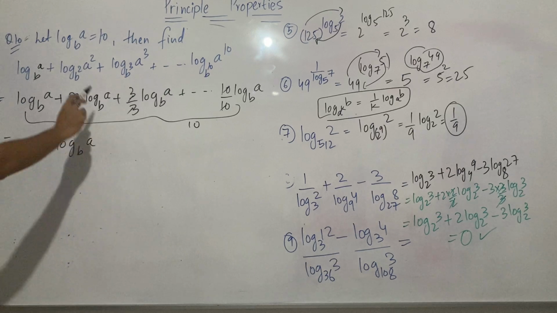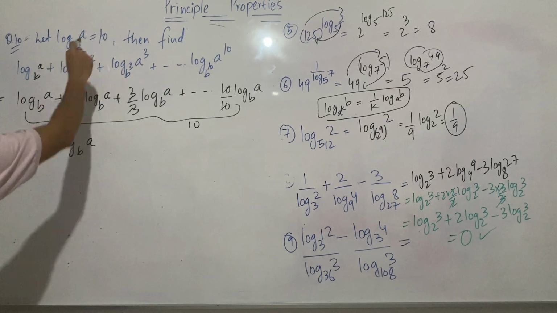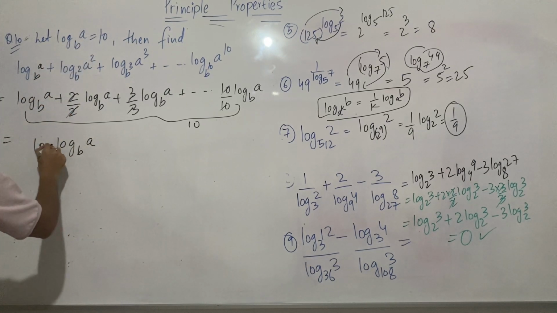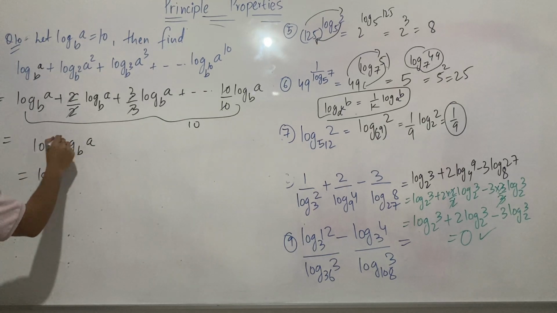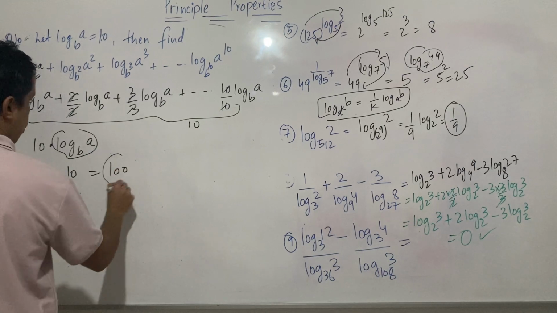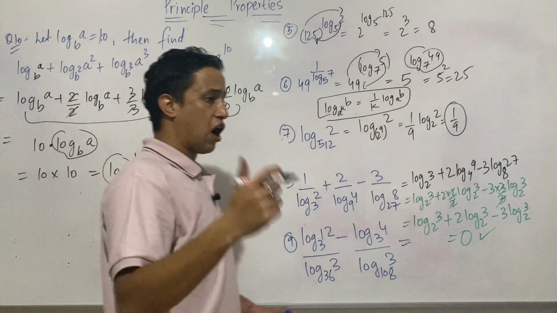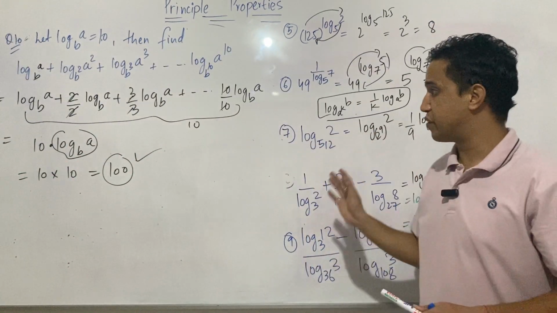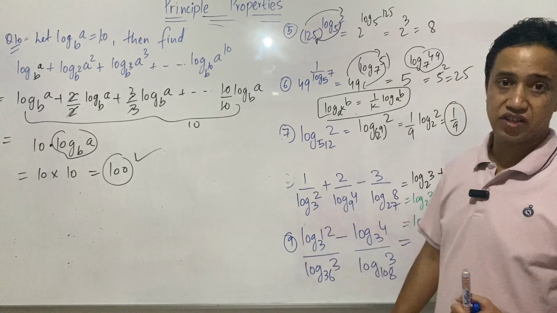And log of a to the base b is 10, which means that this is 10 multiplied by 10, because this thing is given, so it's going to be 100. Okay, so that's how you have to solve these questions. Very easy, just memorize the properties.